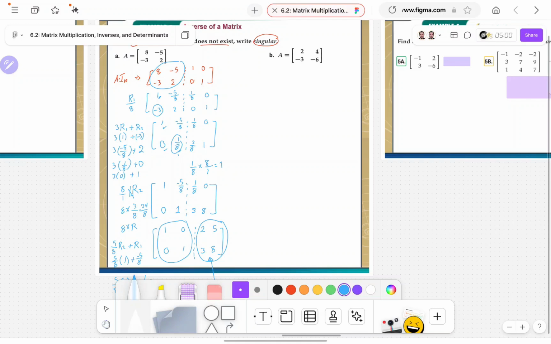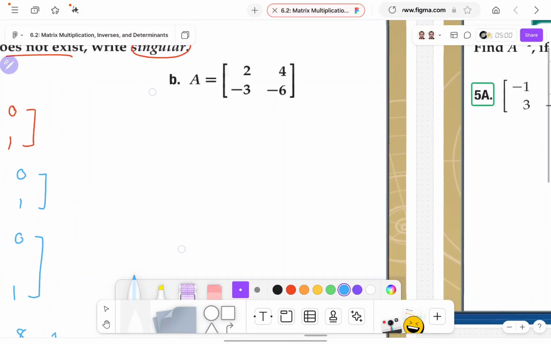So this is the way how we can find the inverse. There is an easier way to find the inverse actually rather than this. Before I show you how to find the inverse this easier way, let me just show you how to find the inverse for question B.